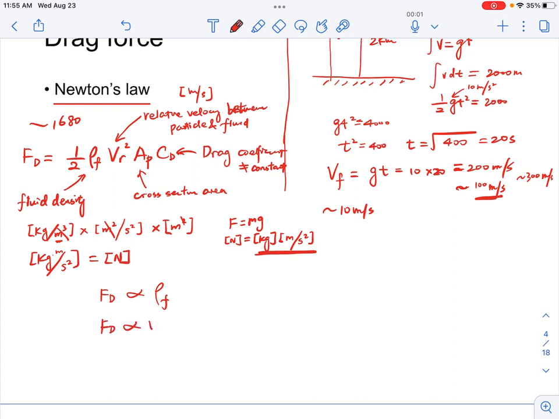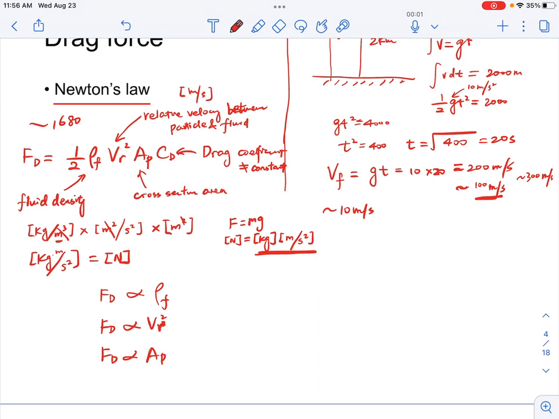And then the drag force is also proportional to the relative velocity squared. We probably will have questions or have difficulty understanding the square term here, but at least the higher the velocity, the larger the drag force. It is showing that. The drag force is also proportional to the cross-section area. This makes sense too.